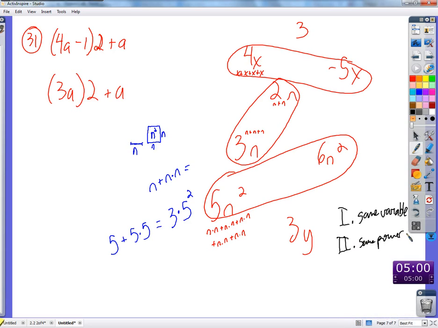Then we can put them together, right? N cubes can go with n cubes. X to the 7th can go with x to the 7th if you're adding them together. But you can't add x to the 6th plus x to the 8th. It just doesn't mesh. It doesn't make sense. They're not the same thing. It's apples and oranges. Okay. So that's the first thing.